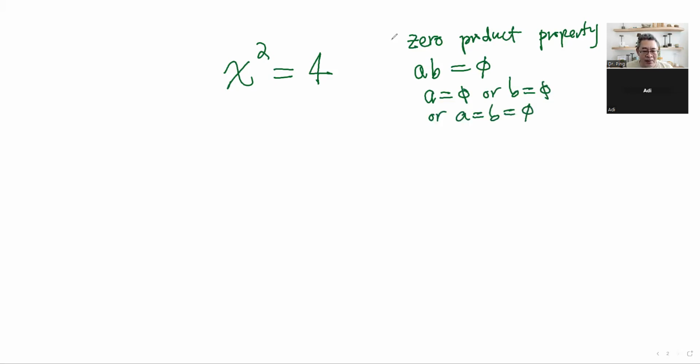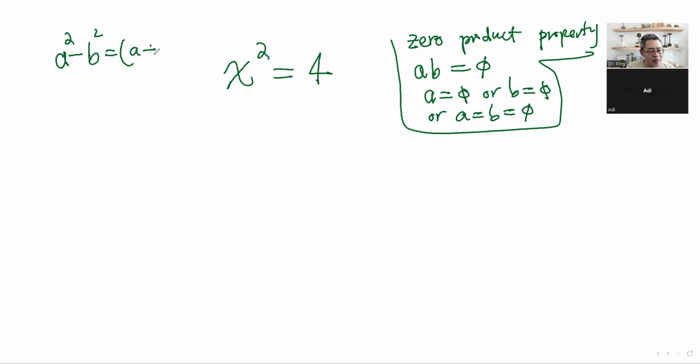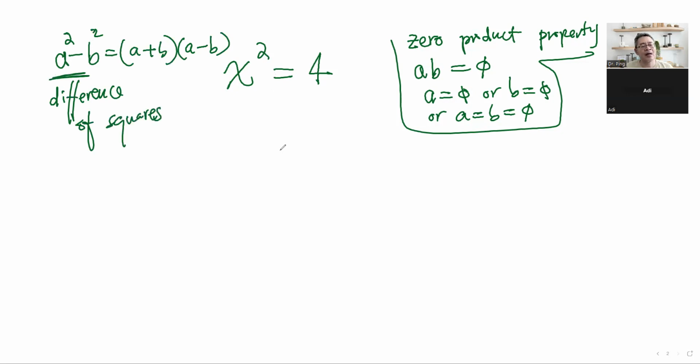Okay, so let's see how we use that here. Before we can do that, we also have to use an identity, which is this: A squared minus B squared equals A plus B times A minus B. We're going to use that. This is called the difference of squares, and it's a very important identity.